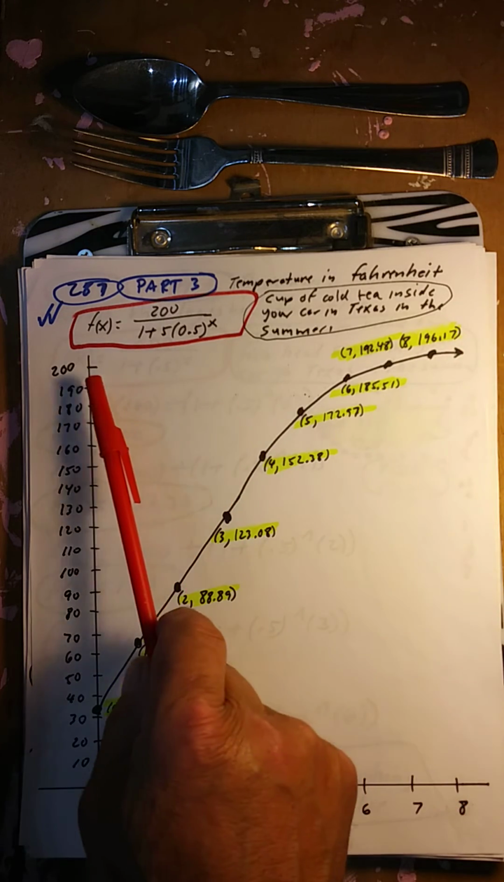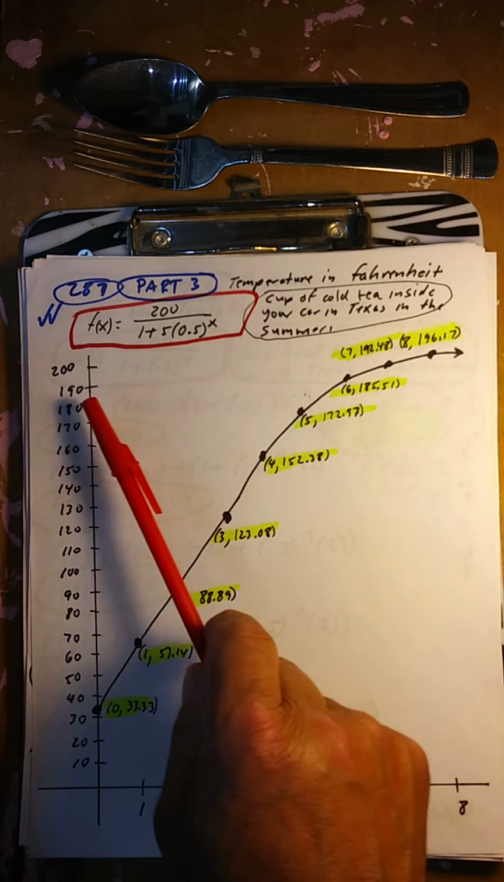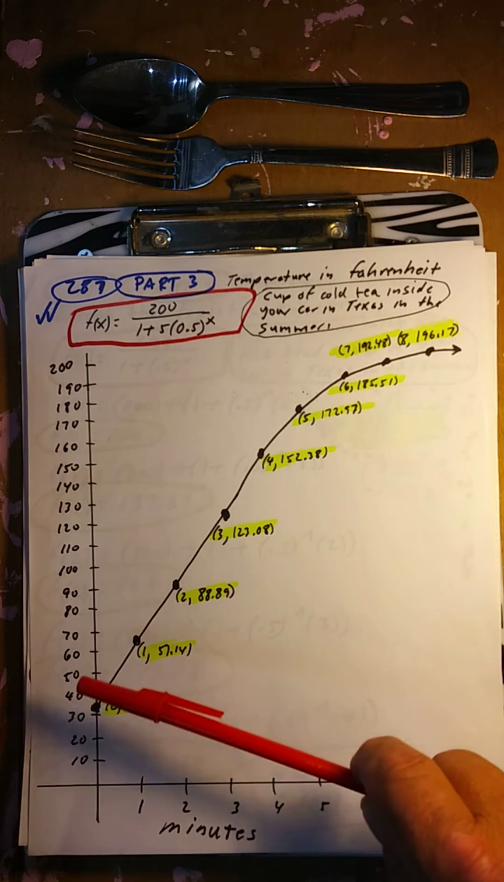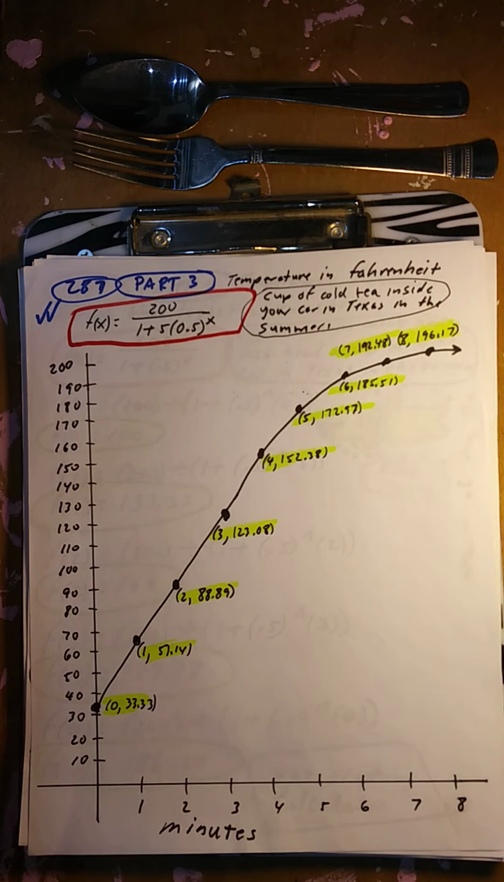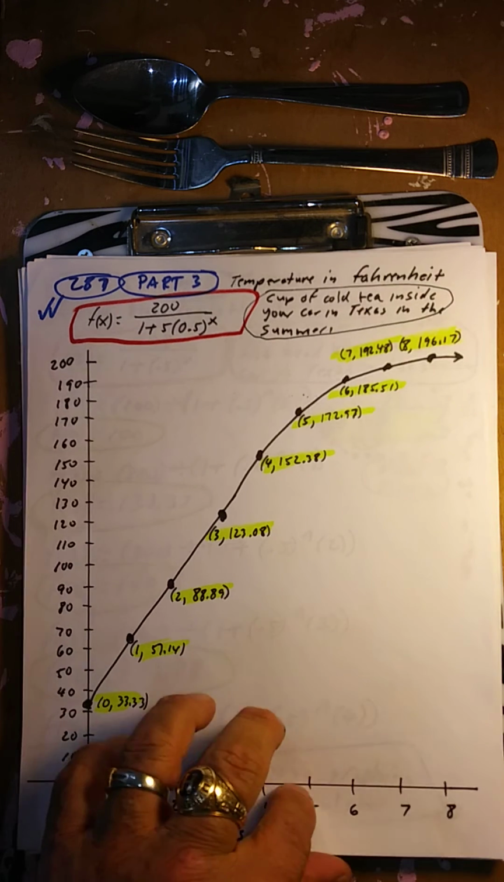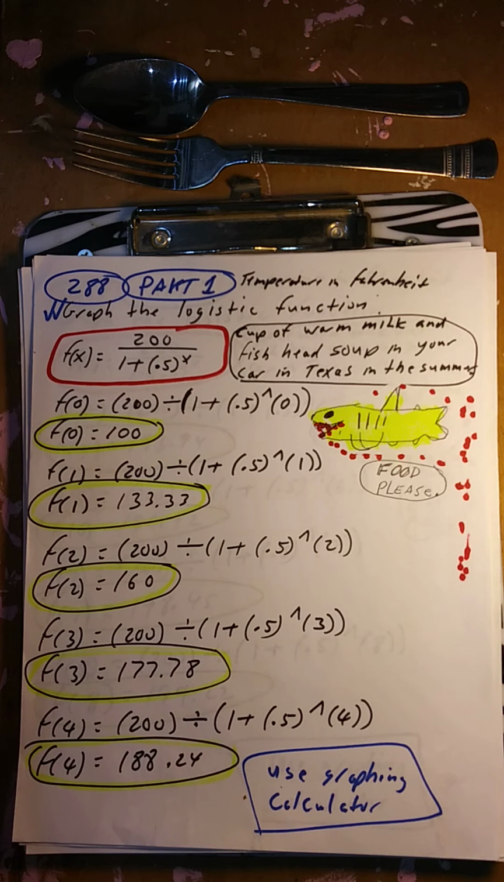Again, look at it. Notice what's going on. The logistics means it levels off. It's going to level off where? At 200. It's not going to go beyond that. It's going to just stay at a warm, toasty warm 200. Okay. One more of this.